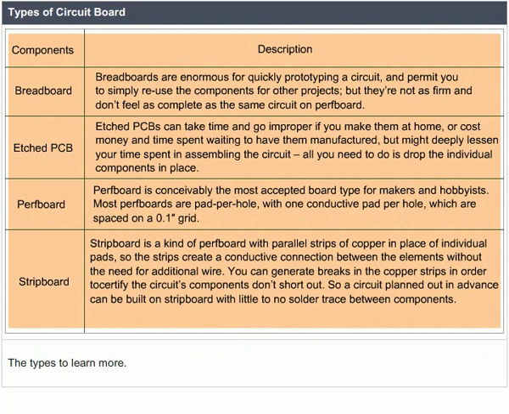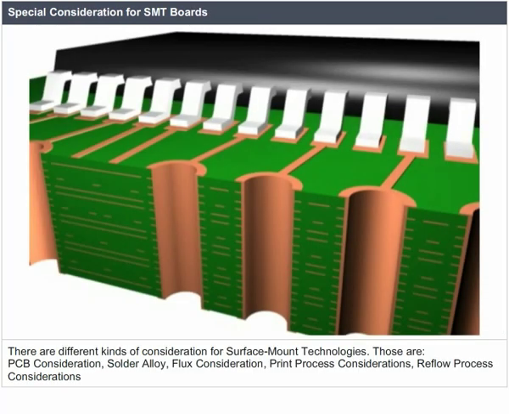Strip board. Strip board is a kind of perf board with parallel strips of copper in place of individual pads, so the strips create a conductive connection between the elements without the need for additional wire. You can generate breaks in the copper strips in order to certify the circuit's components don't short out. So a circuit planned out in advance can be built on strip board with little to no solder trace between components.